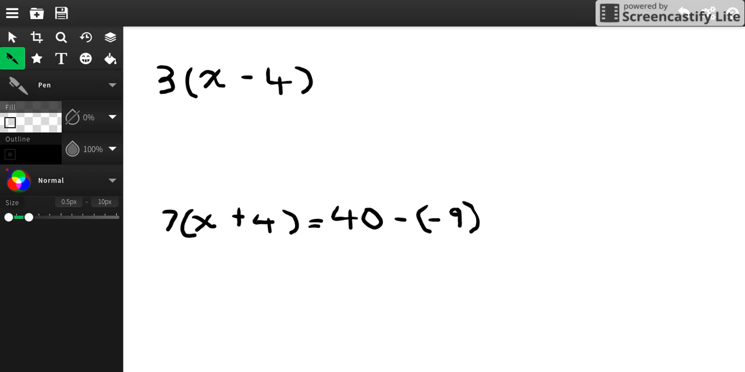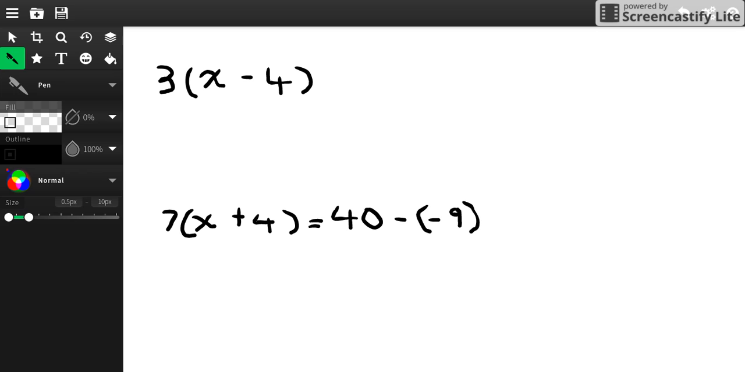Today we're going to be learning how to solve a multi-step equation. Now what a multi-step equation essentially is, is just a combination of like terms that haven't been combined or simplified yet, and that's where the multi-step part of a multi-step equation comes from.